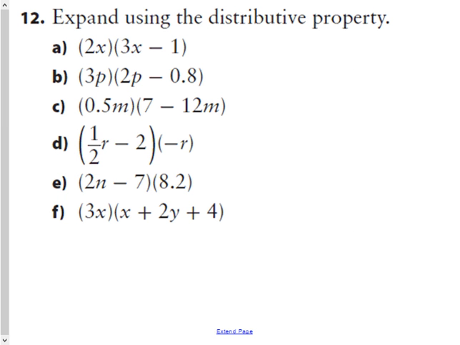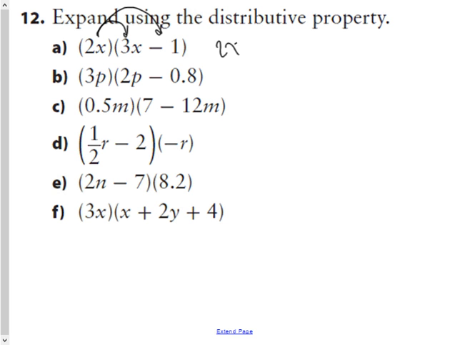Okay, question 12. Now we get into the nitty-gritty, the easy part, just expanding using distributive property. So again, just like you learned in grade 8 when we introduced distributive property with something simple, the monomial has to be multiplied by each part of the polynomial in brackets. For the first 5 of them, they're just binomials. And question F has actually a trinomial, which is the same idea.